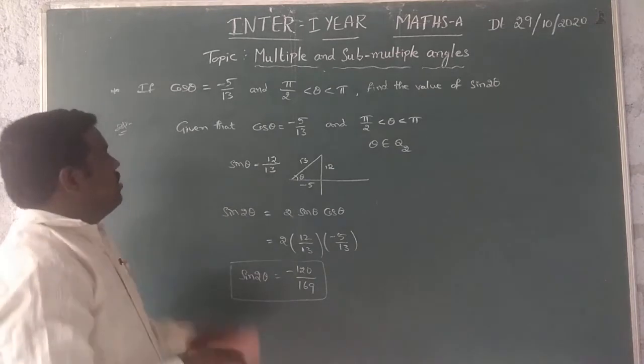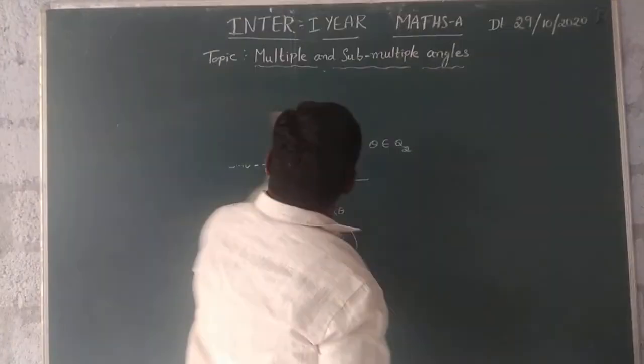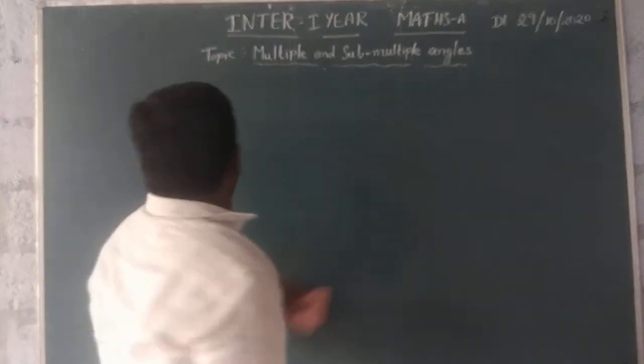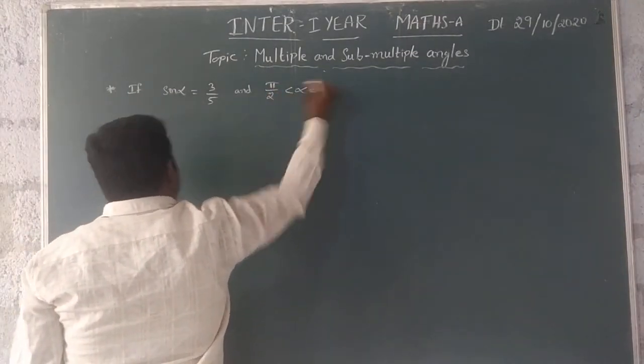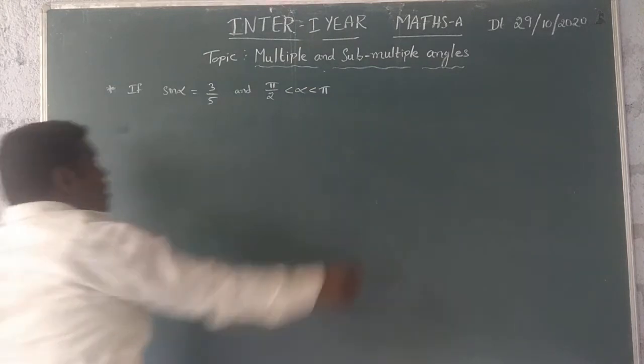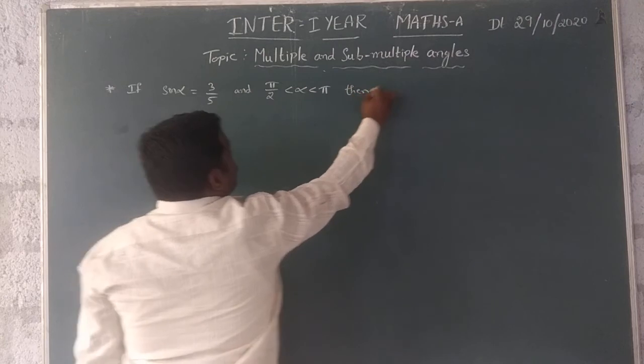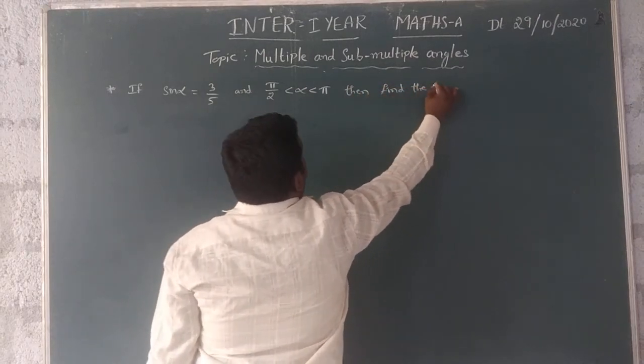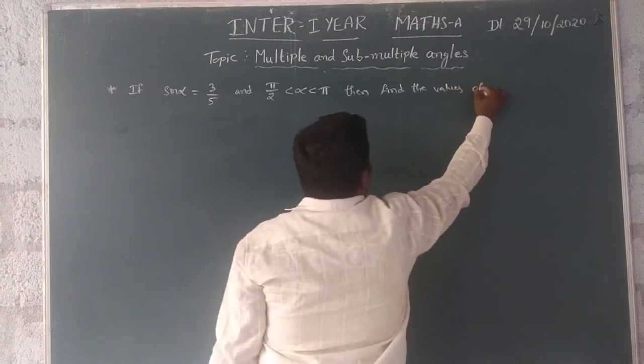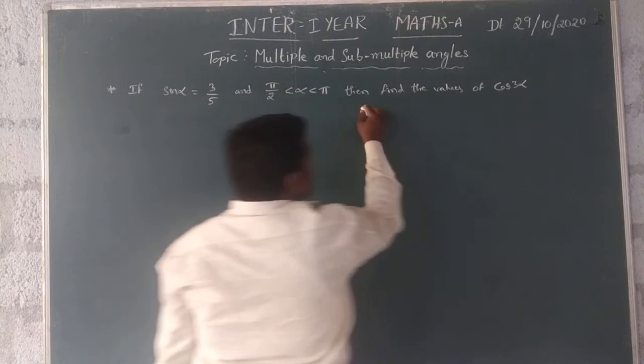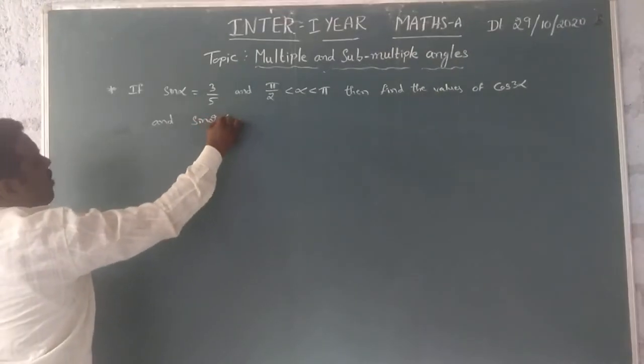Okay, completed. Write the next one. Next one: if sin alpha is equal to 3 by 5 and pi by 2 less than alpha less than pi, then find the values of cos 3 alpha and sin 2 alpha.